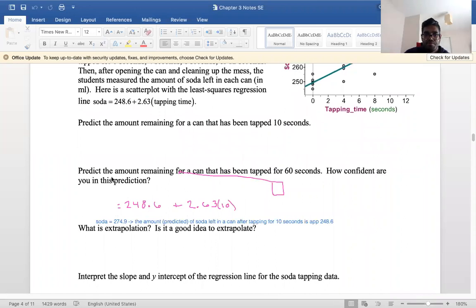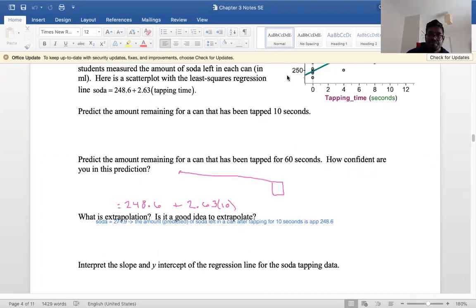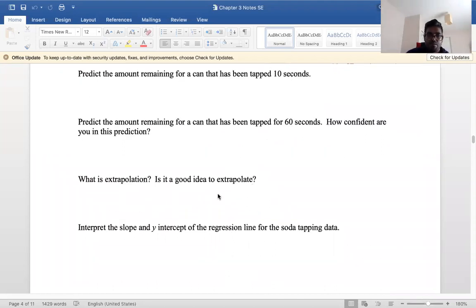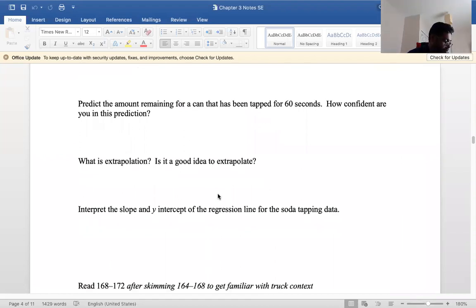You can do the next one. Predict the amount remaining for 60 seconds. How confident are you in this? So you can think about that. Do the same thing, plug in 60. And last two things I want to talk about in this video: what is extrapolation? And is it a good idea to extrapolate? And interpret the slope and y-intercept.